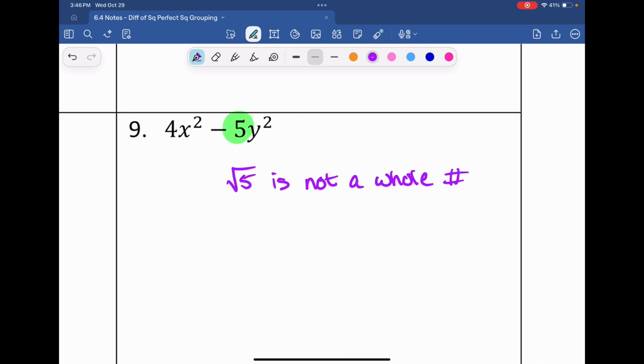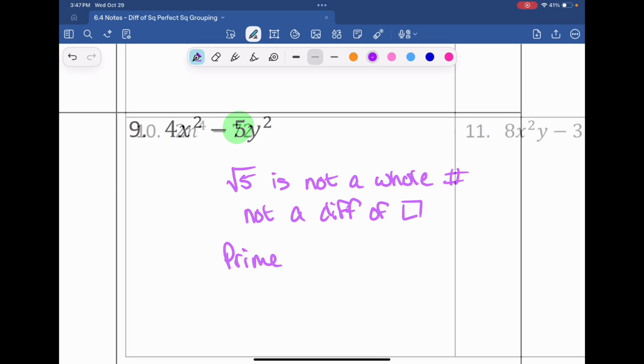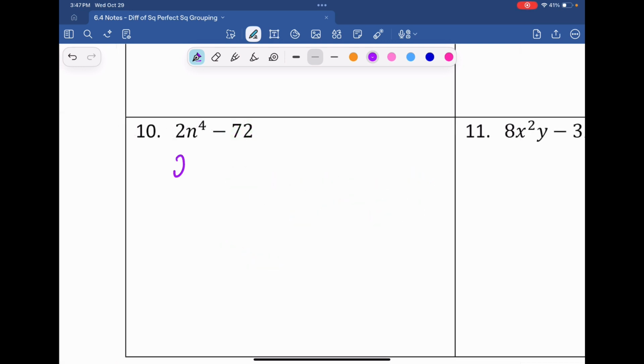So this is not a difference of squares. So it's prime. Right, take the GCF out here, and that's 2.